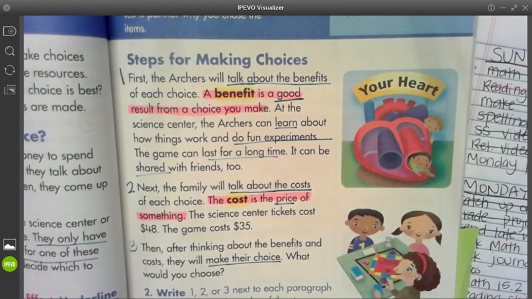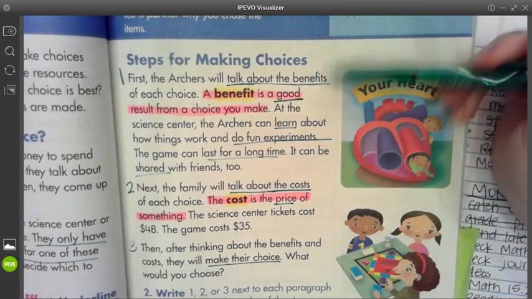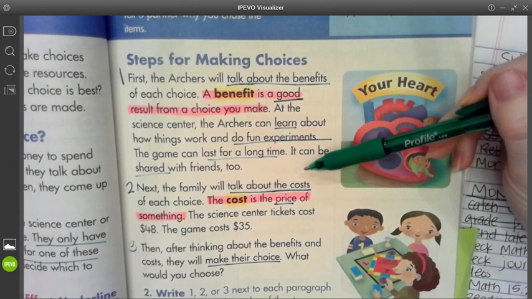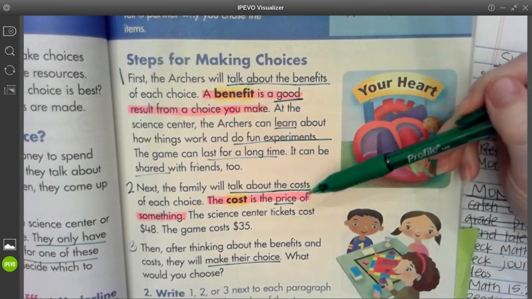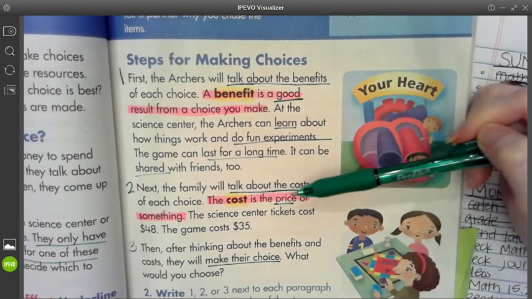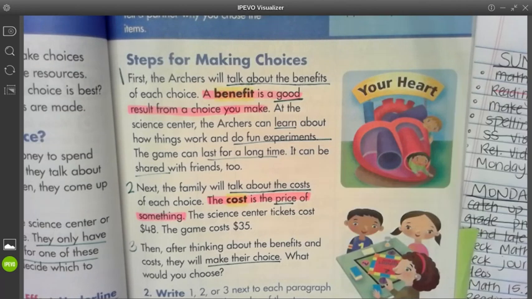The first thing is you need to think about the benefits, and a benefit is a good result or something good that comes from making that choice. And then the second thing you need to talk about is the cost or the price. So benefit's the good thing that happens because of it. Cost is just another word for price. So thinking about those two things, and then you make your choice.